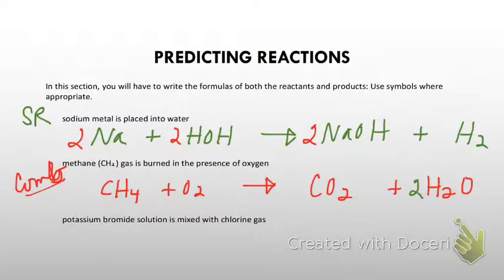So how many total oxygen do I have on the product side? 4. I have 2 and 2 here. 4, which means I need a 2 there. I didn't leave myself very much room. Sorry about that. All right. Last one is potassium bromide, KBr, plus chlorine gas. How do I write chlorine gas? Cl2. I've got an element and a compound.